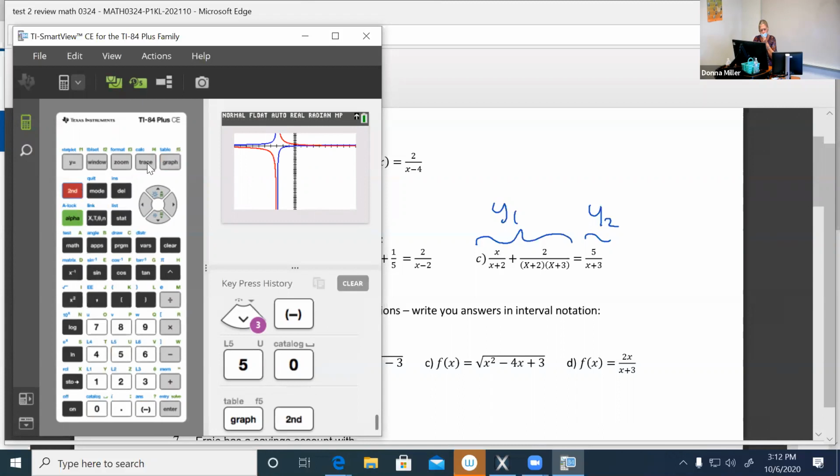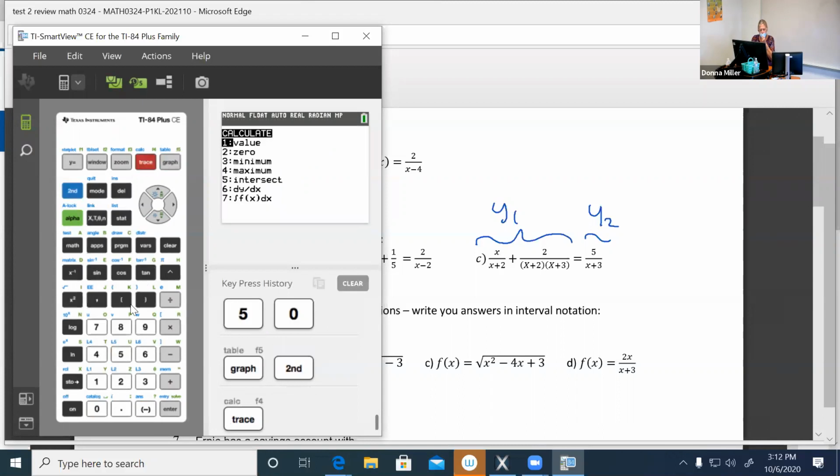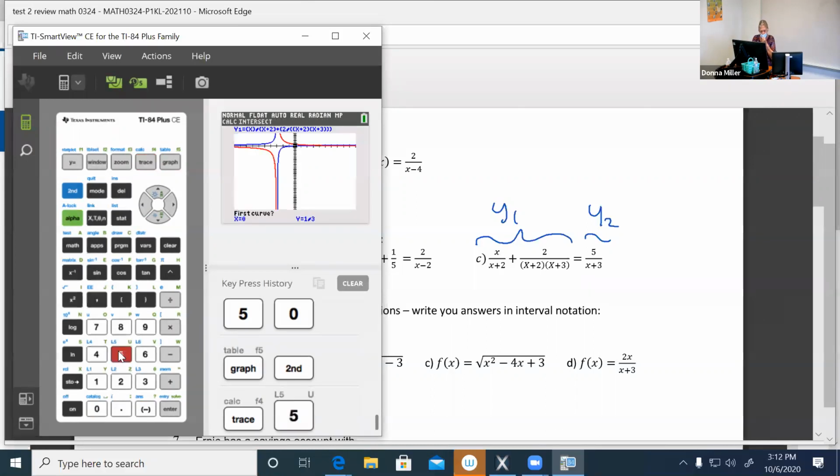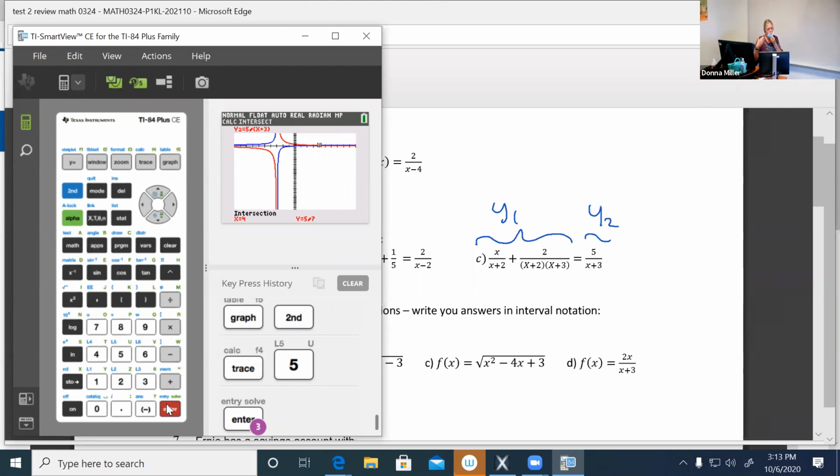So we do second, trace. Wouldn't that be a vertical asymptote? That's a vertical asymptote. Yeah, I want to make sure it shows it crosses. Okay, you're right. Okay, intersect. And then we press enter 3 times. And I get x equals 4. So that's the solution to that. All right, there may be more than one to those. You're going to have to check, make sure there's not multiple intersections. But the calculator, it's a pretty easy way to go. All right, so I get x equals 4.